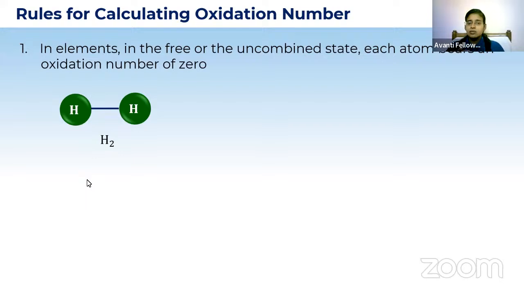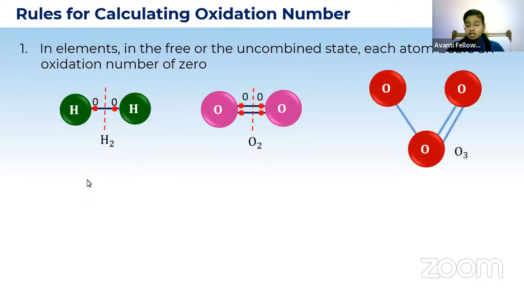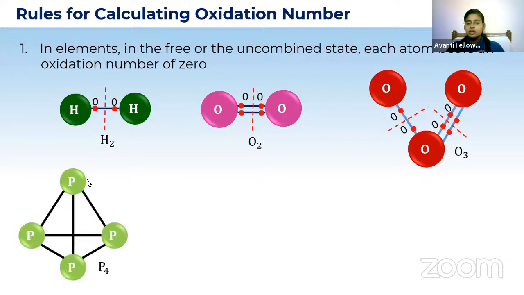So one electron belongs to one hydrogen and the other one belongs to the second hydrogen. So nobody is more electronegative than the other. So what happens here? The charge or the oxidation number for this hydrogen is 0. And in case of O2 also, it is the same thing. Bonded atoms are the same. So the oxidation number is 0. And in case of O3, all the 3 atoms are the same. So it is 0. And in case of P4, all the 4 atoms are phosphorus. So nobody is highly electronegative compared to the others.